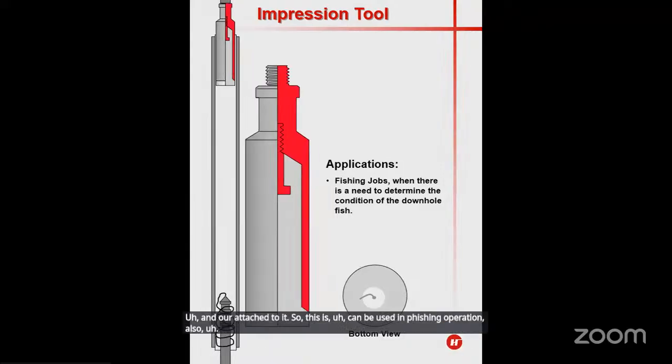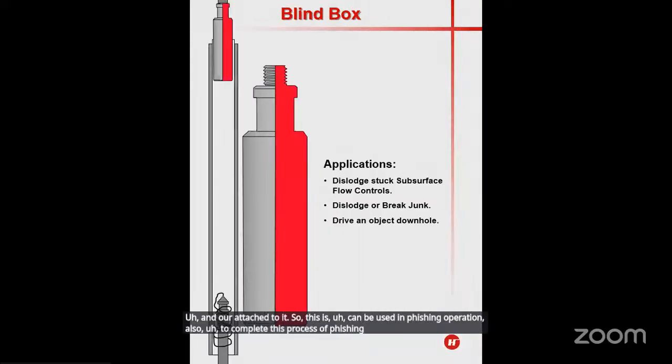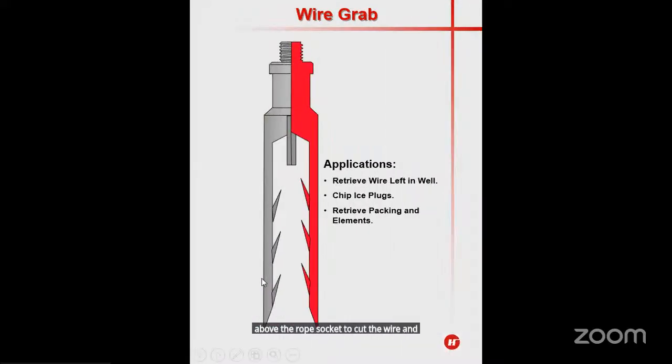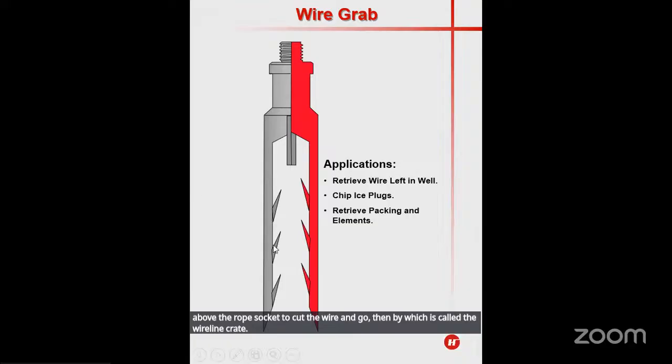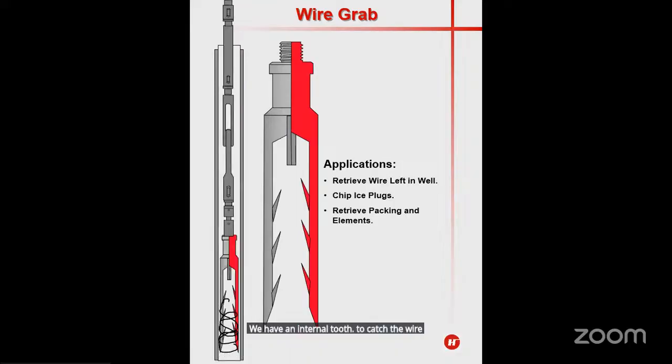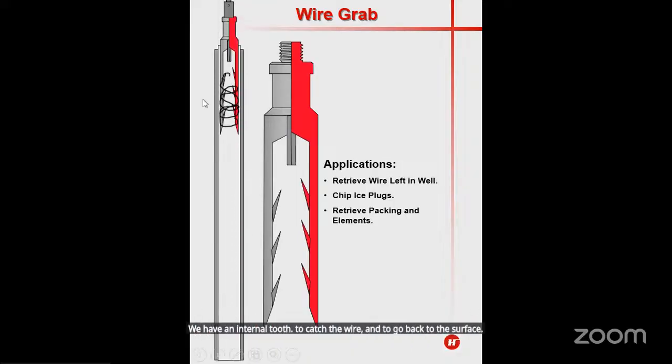Also, to complete this fishing operation, we will run with a blind box. The blind box, as you see, can hammer with a mechanical jar above the rope socket to cut the wire, and then we go in with what is called the wireline grab. The wireline grab has internal teeth to catch the wire and bring it back to the surface. Okay, till now, we have covered the most common applications.